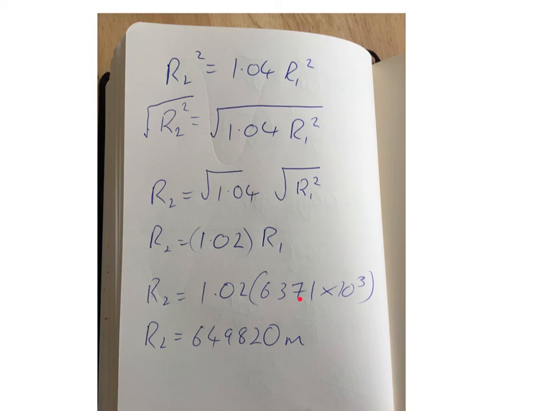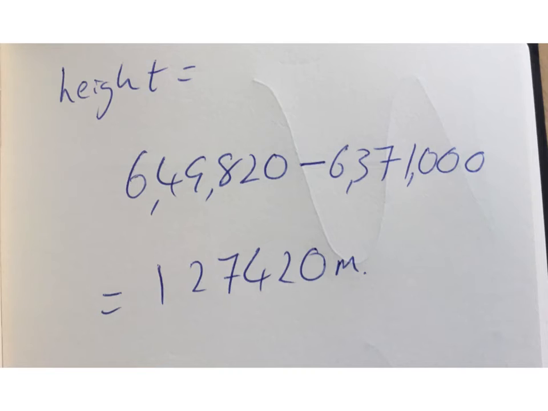R2, when we fill it in, is equal to 1.02 times this distance. I've actually put it in meters this time. So that gives us the distance from the center of the Earth as 649,820 meters. As before, once we've found our distance from the center of the Earth, we want to take away the radius of the Earth, and that will give us a height. This time, again, the height is in meters because I worked it out in meters throughout the question.